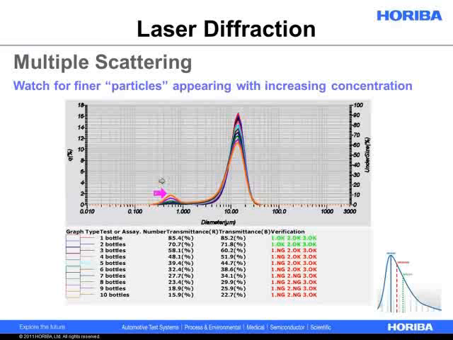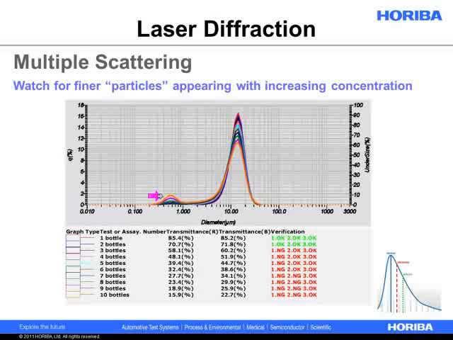Again, we don't usually like to spec D10, D50, D90 in a multimodal distribution because the D50 is just statistically being pulled finer here. Nonetheless, this is a telltale sign. Anytime you add more and more particles and you see a finer peak appear, that's a clear indicator that multiple scattering is beginning.